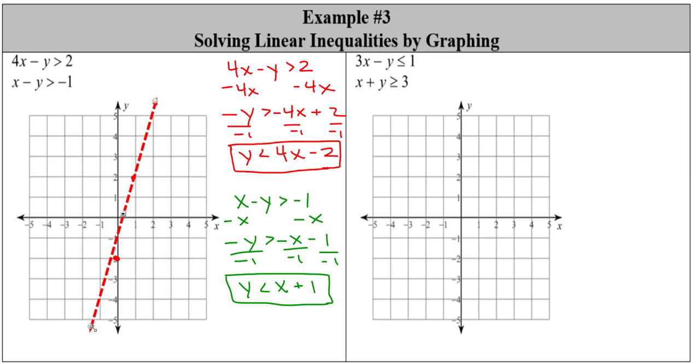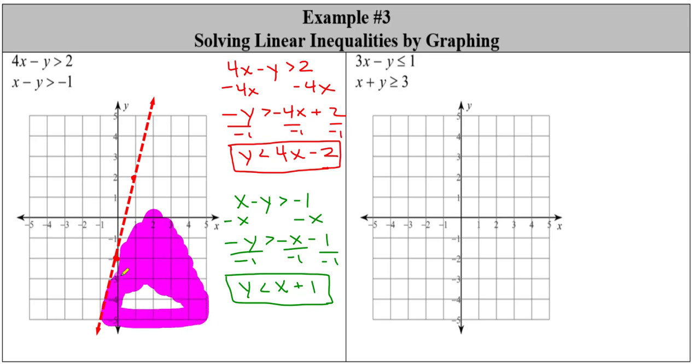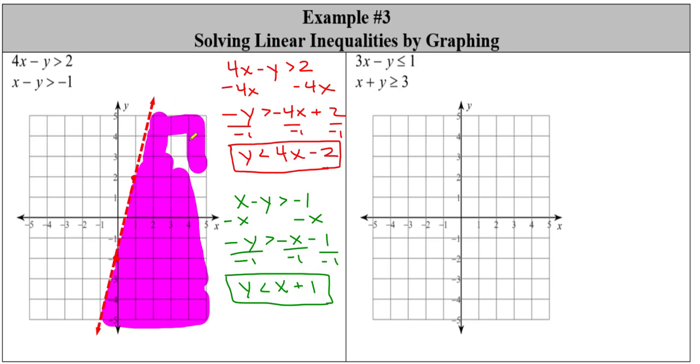But we also need to do the shading, remember, because this is an inequality. So let's take a look. I'm going to do this red one in purple. So we want less than. What is a value less than negative 2 on the y-axis? That would be negative 3. So that means I need to shade this section right here. Kind of colored out of the lines, but no biggie, you get the point. Let me just fill this in. All right, looks good.